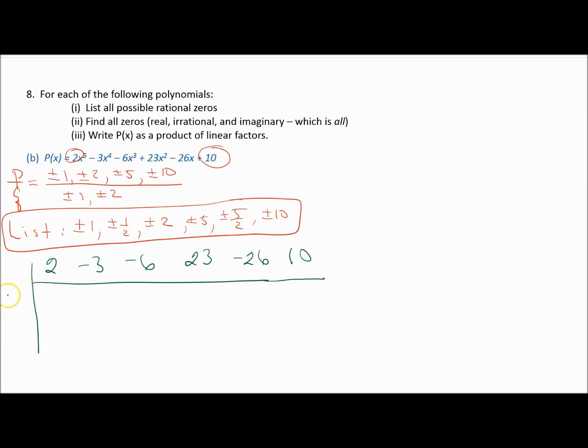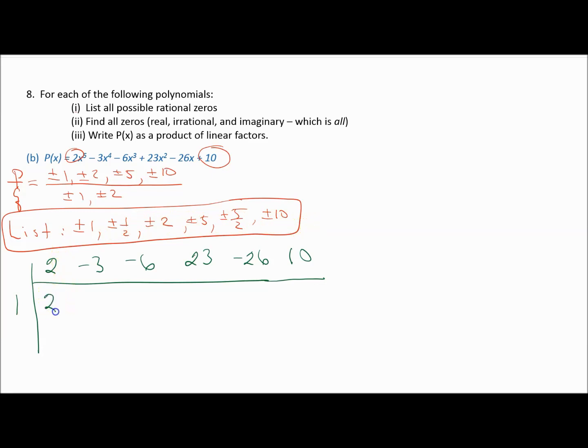Now what goes in front is what you're dividing by, but list your zeros. So I'm going to do 1. Notice I don't list them all, because as soon as I find a 0 remainder over here, that means that number is a 0 and I stop the process. So I'm never going to do all of these.